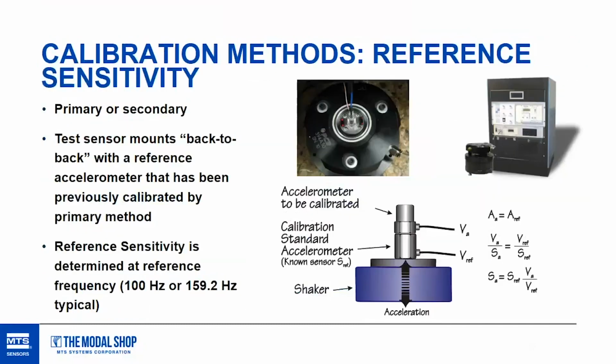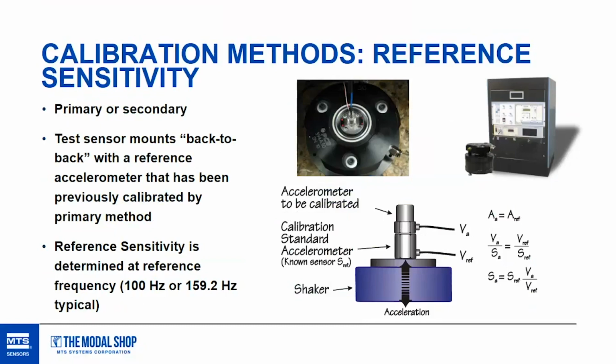So the first one here, most important, reference sensitivity. It is on the bottom right there, my favorite set of equations. I know everyone has a favorite set of equations. This one's mine. It's wonderful. It is very simple. It is A equals A. The acceleration of your test article equals the acceleration of your reference. So in a back-to-back calibration, you have two accelerometers mounted on top of each other. On the bottom there is your standard accelerometer or reference accelerometer. And on the top, you have the accelerometer to be calibrated, or your sensor under test, device under test.